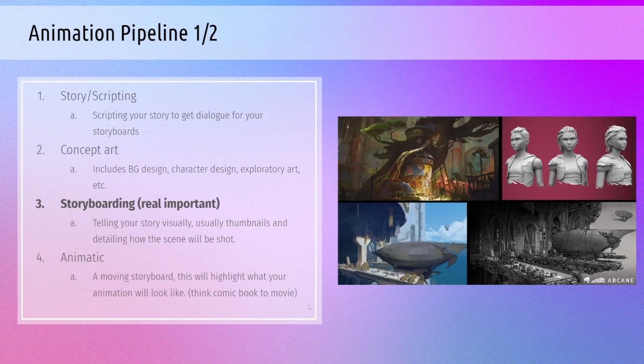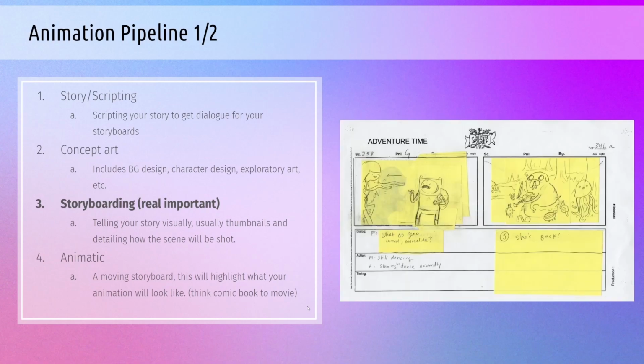Next, after concept art, is storyboarding. Now this is one of the most important parts. This is telling your story visually, usually with thumbnails, and detailing how the scene will be shot. So this is a storyboard from Adventure Time. We had the lines from the scripts going on down here, and we see the dialogue, oh, what do you want, and the action of what's happening, and we see what the scene will look like.